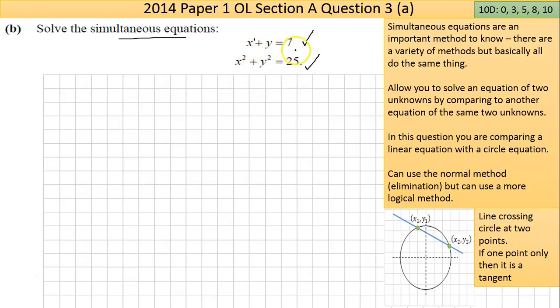I'm trying to see, does this line touch the circle? Once only, it's a tangent. Twice, it's a chord. And I'm trying to find out what x and y are.